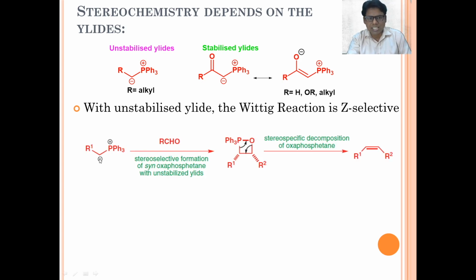So this is unstabilized ylide attacking this aldehydic group. So we get oxaphosphetane ring. The oxaphosphetane ring breaks in such a way that we get Z isomer. How it happens?